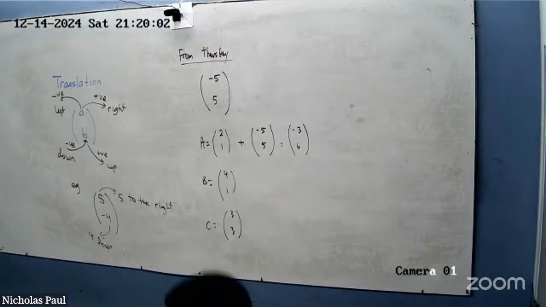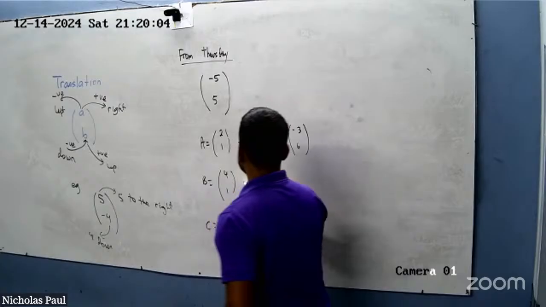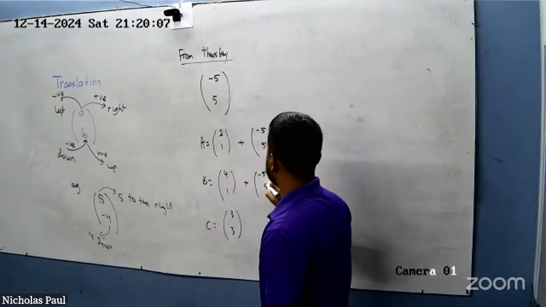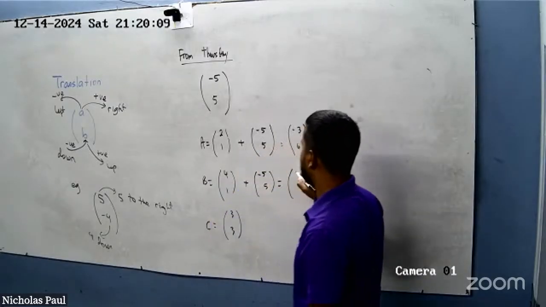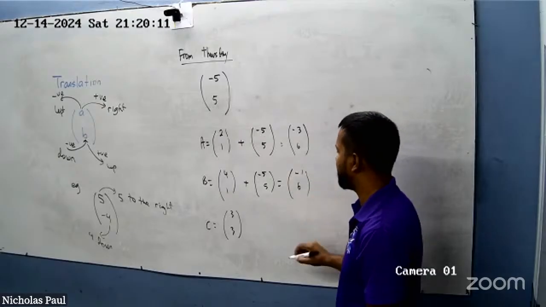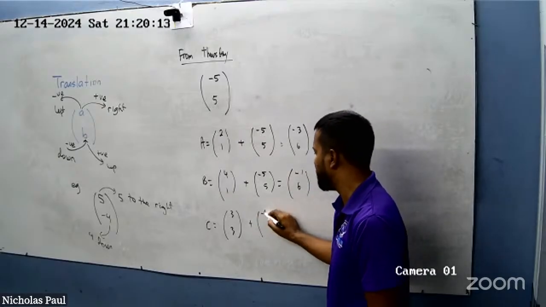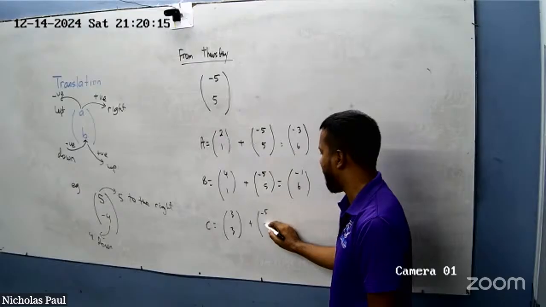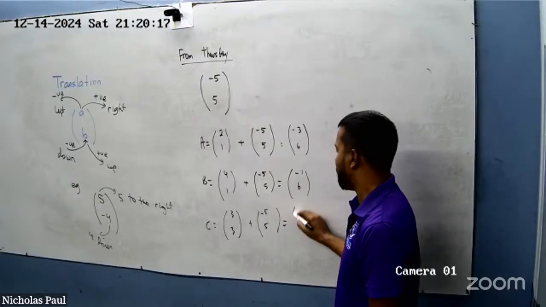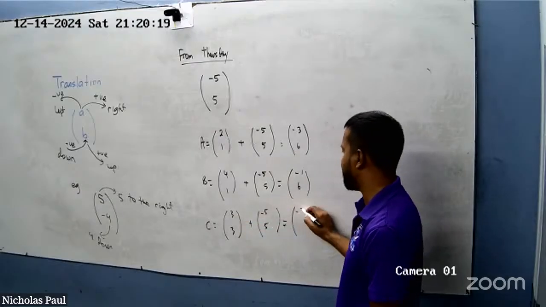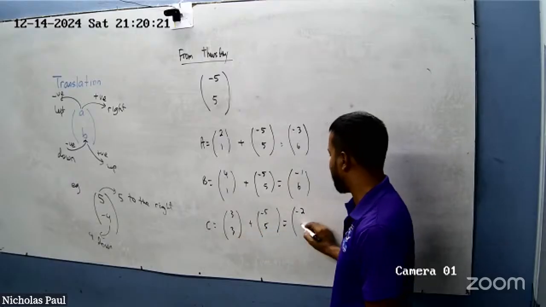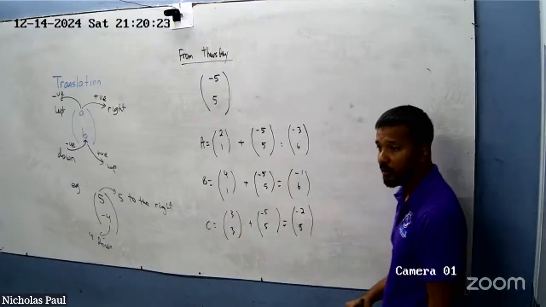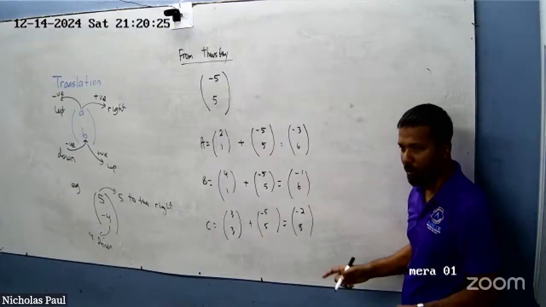Right, it should be done. So this is plus minus 5, 5. So this is what? Minus 1, 6, right? And here you add minus 5, 5. Right? 3 plus minus 5 is minus 2. 3 plus 5 is 8. Okay? So your final answer, you know, plot those points, right?